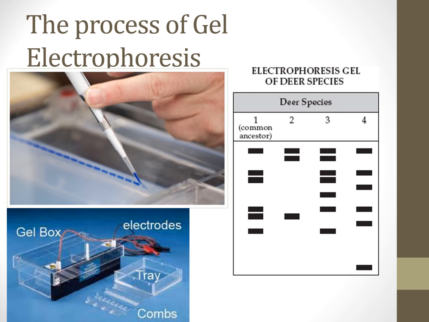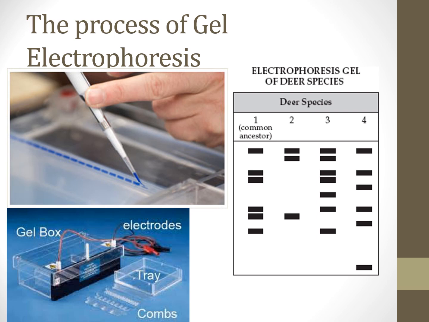And this is pretty typical of the banding pattern that is produced, and we can see that we have got our deer species. We would have 4 wells that would have been set up in this particular case with our DNA samples placed from each species into the well at the top.